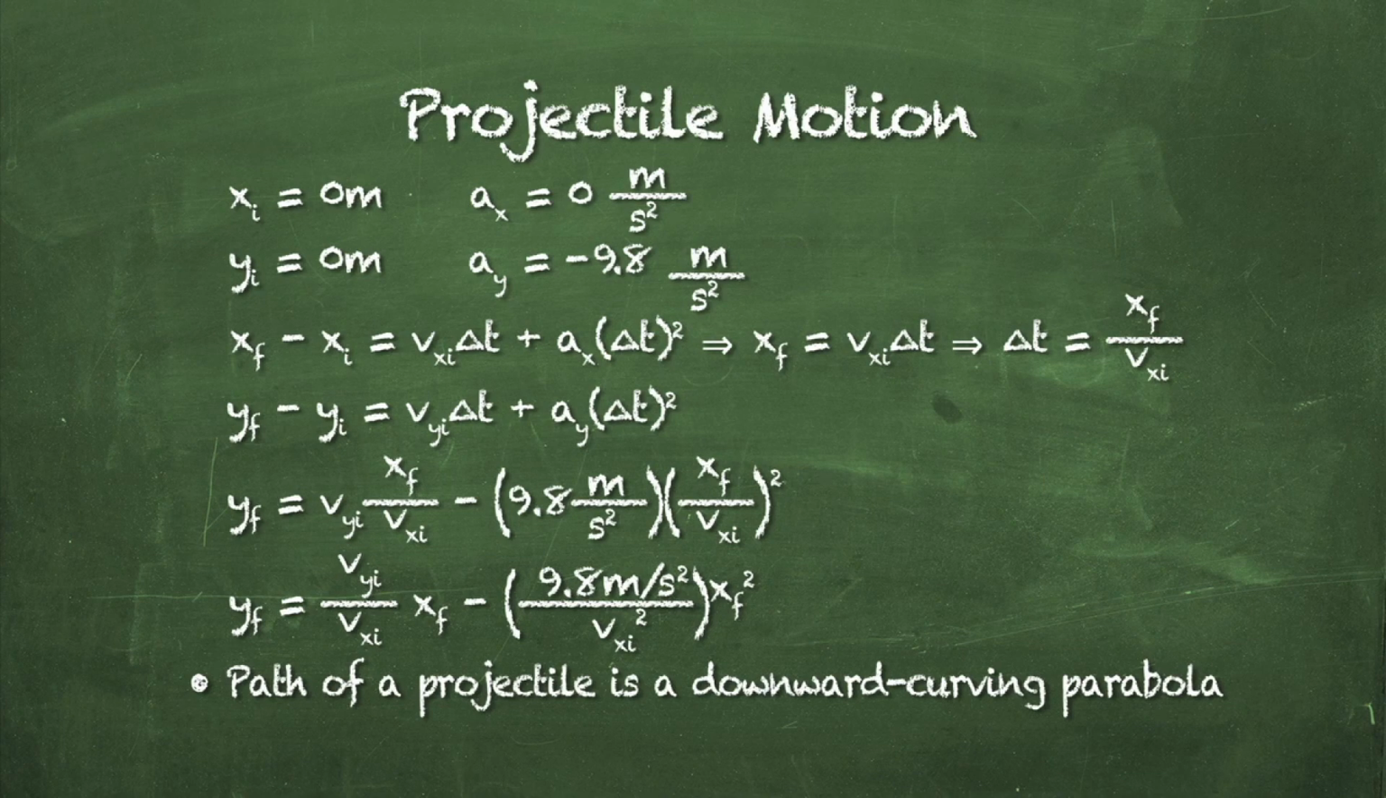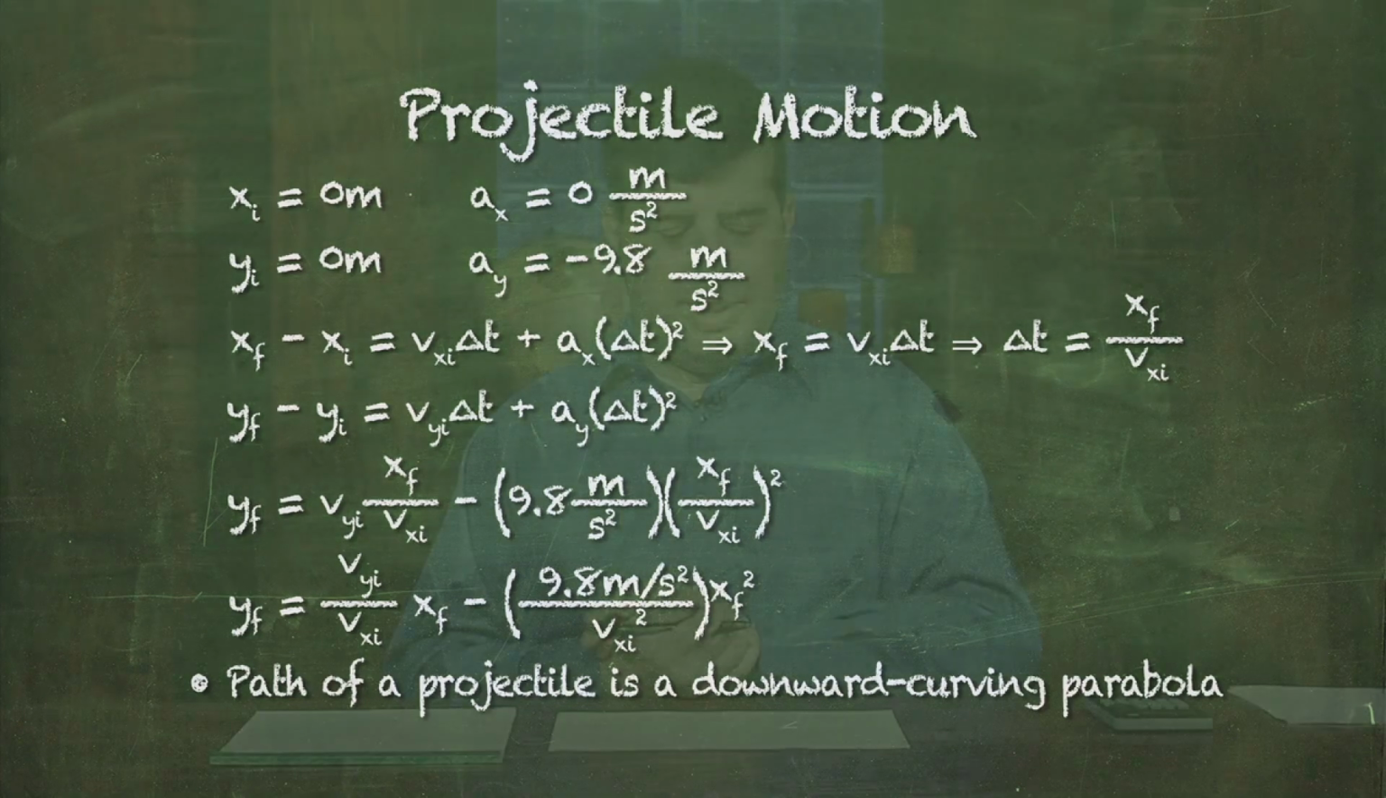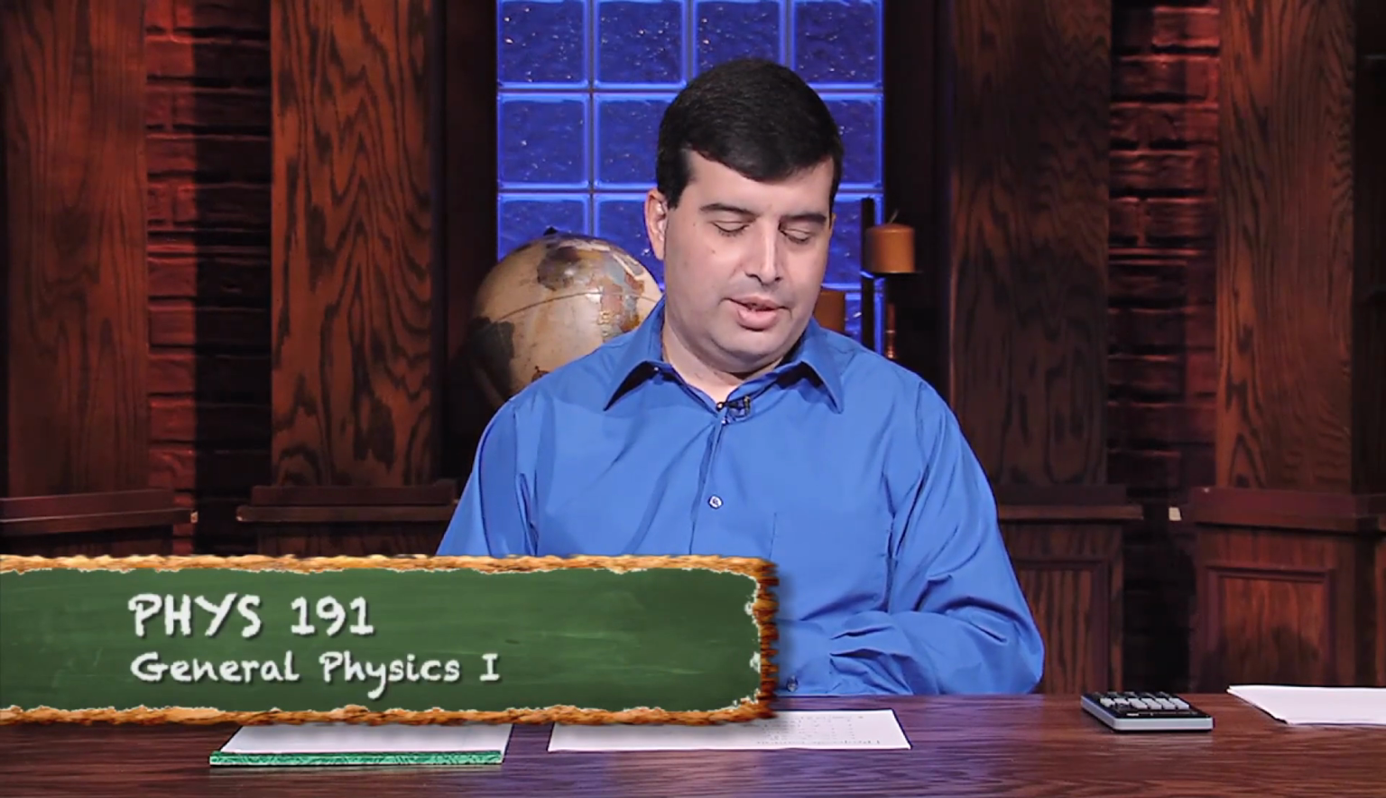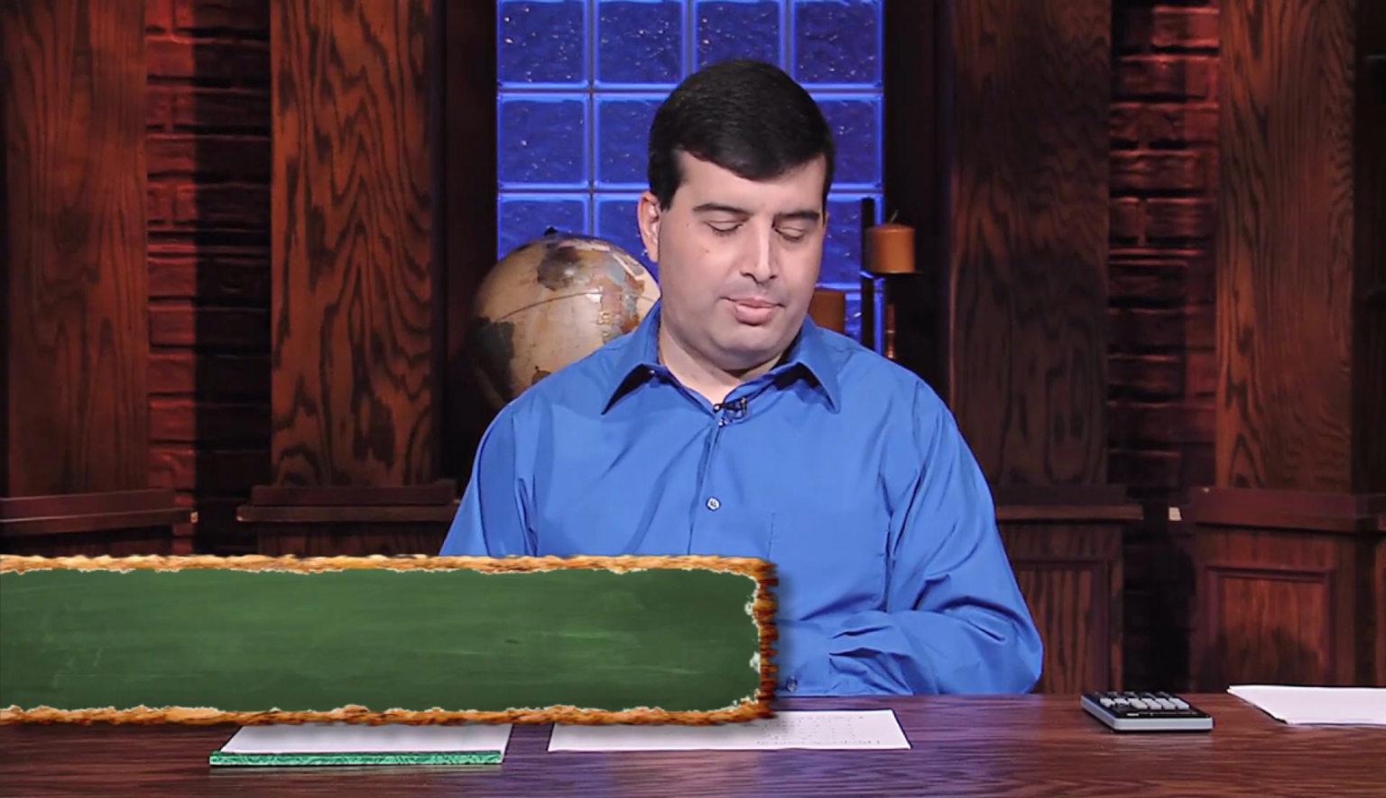Y is a function of x and x squared. That means that the projectile follows a parabola. And also, since the parameter in front of the x final squared is negative, it's a downward curving parabola. Now, the exact parabola that we have depends on our initial situation. You'll see that the initial slope of the parabola depends on the initial velocity in the y and the initial velocity in the x direction.